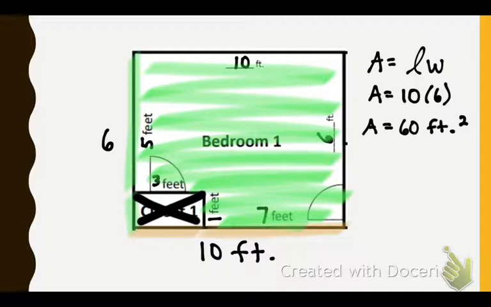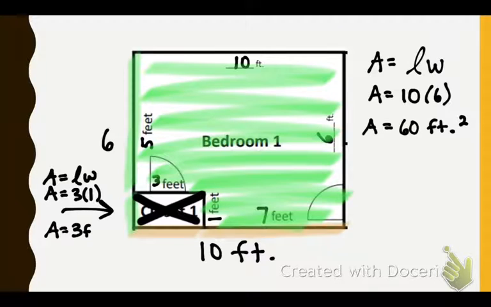Just the closet. 3 feet. How'd you figure that out, Jonathan? 3 times 1, okay? So if I were just to be finding the area of that, I'm going to take the length times the width, which is 3 times 1. So guys, how many square feet are in that little closet? 3 feet squared.